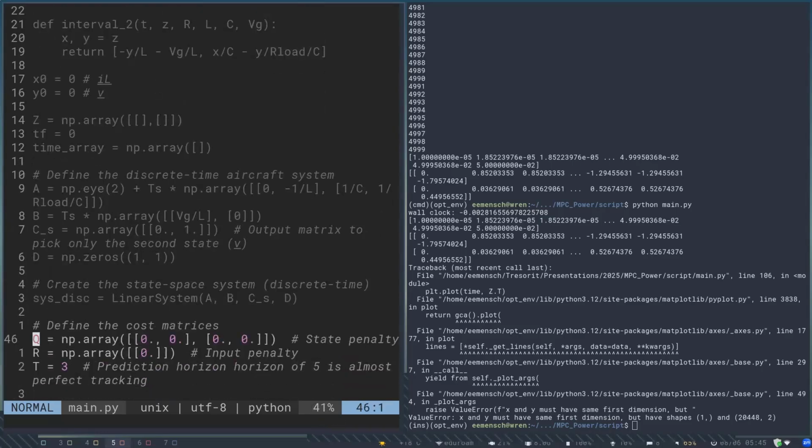Now I'm defining cost. My running cost Q is 0. I don't care about states changing. My R, which really penalizes my control input, is 0. I don't care what cost I apply to my control. My horizon is 3. Ridiculous.